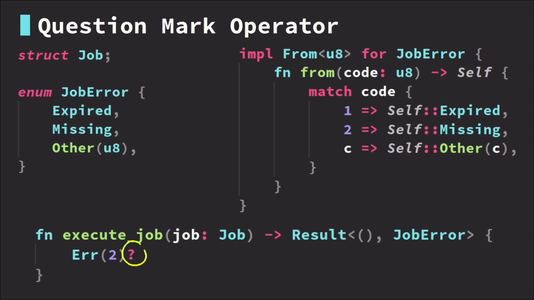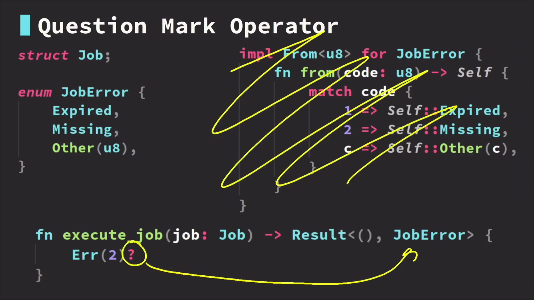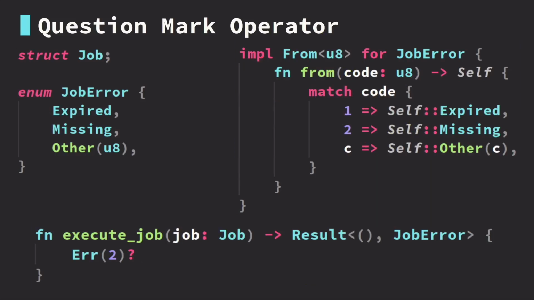If you attempt to use the question mark operator to return a JobError, and we didn't have this implementation, then you would get a compiler error saying that we have mismatched types. However, since we did implement the From trait for the JobError, we can do this no problem, and we'll get a JobError back, even though we just have a 2 right here in the error.